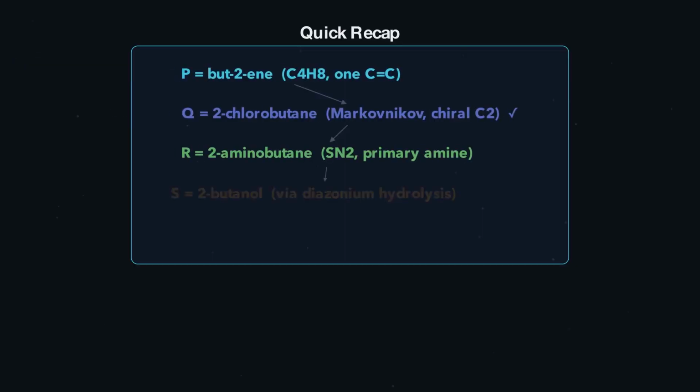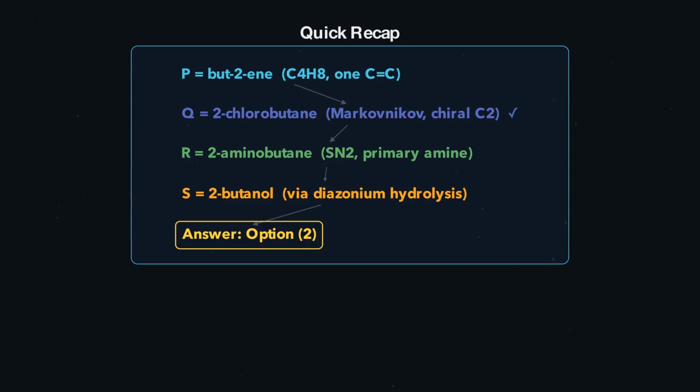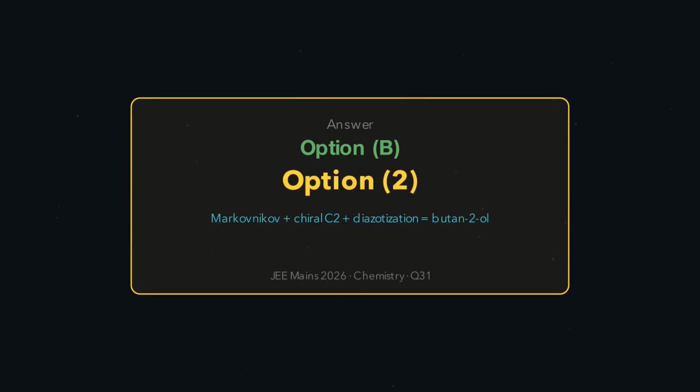They instantly lose nitrogen gas, generating a carbocation. Water captures that carbocation immediately, giving S, which is 2-butanol. The OH ends up on the same carbon as the original amine. So, P is but-2-ene, Q is 2-chlorobutane, R is 2-aminobutane, and S is 2-butanol.